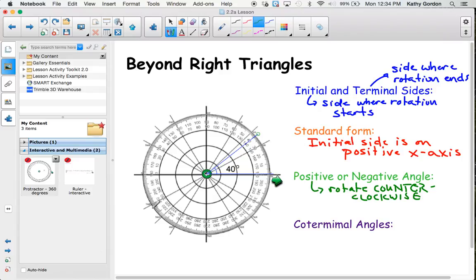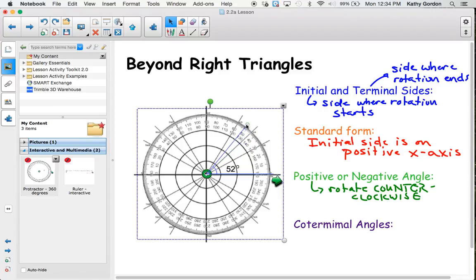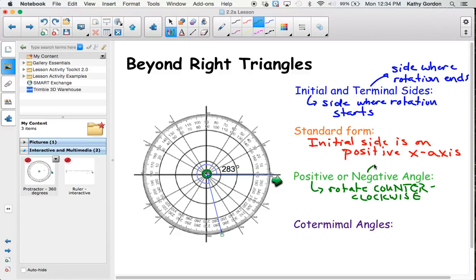So as I was showing you a few minutes ago, if I am rotating counterclockwise, opposite of the clock, I am creating a positive angle. So that's a positive 283-degree angle right there, because I started here and went this way around the circle. Okay? But if I want a negative angle, then I just have to go clockwise.